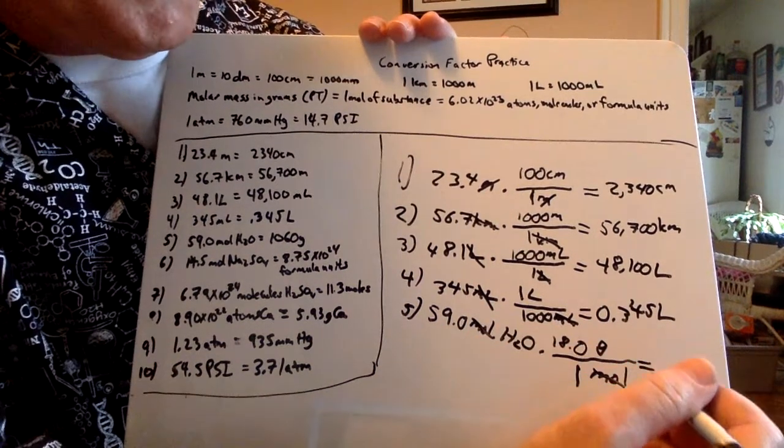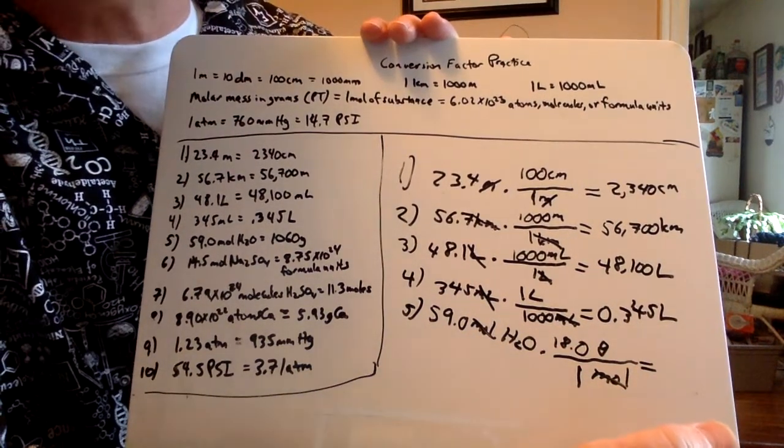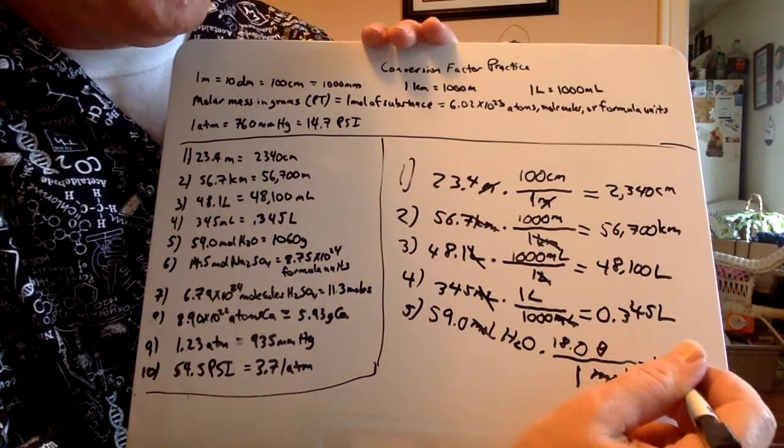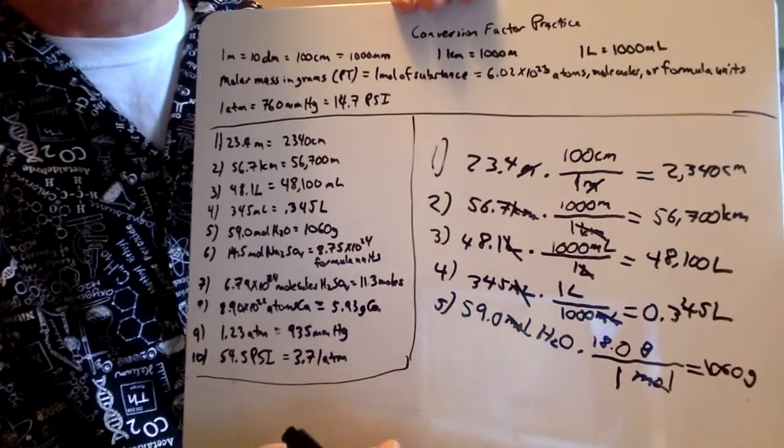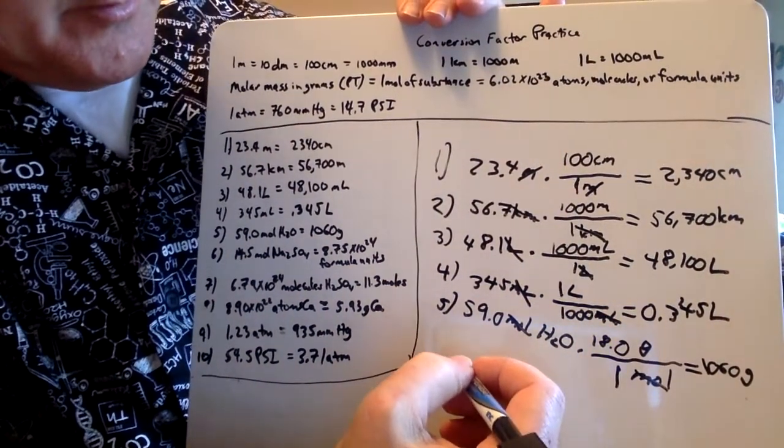59 times 18, and we get 1,060 grams. All right, now moving on to number 6.